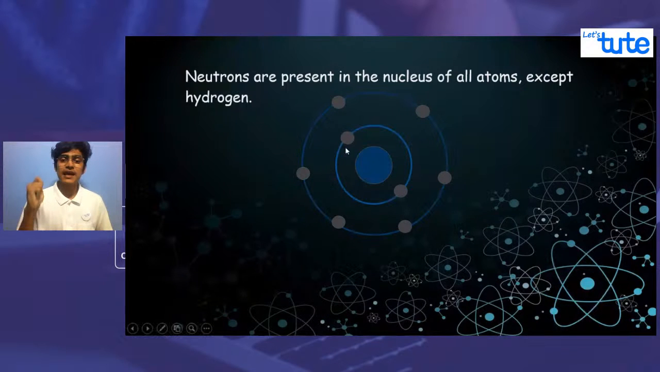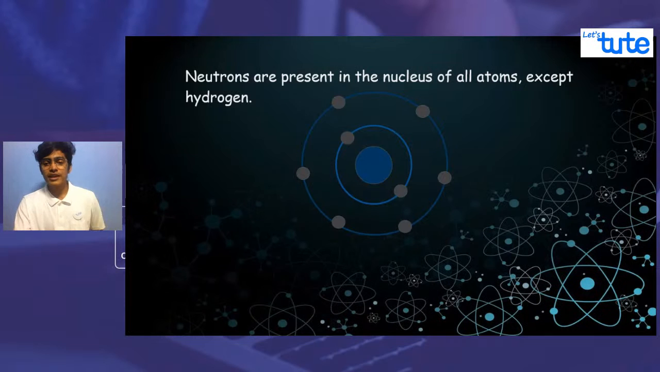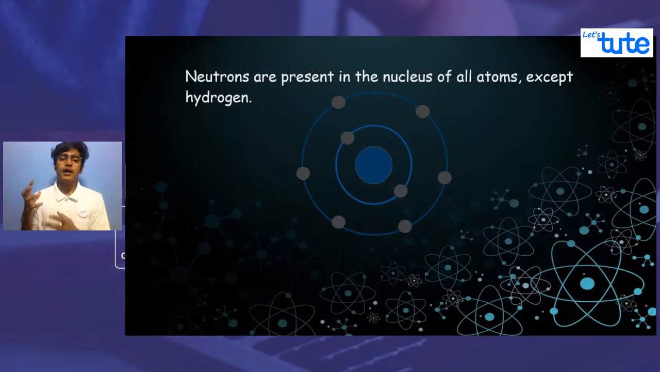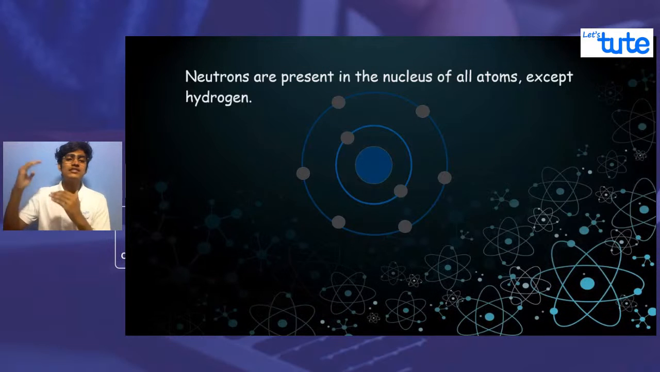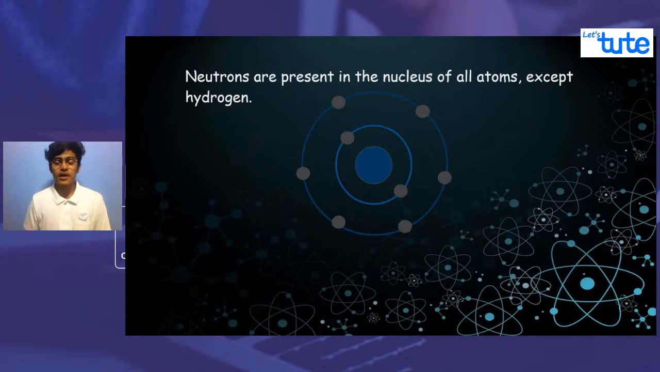And who discovered electronic configuration? Electronic configuration is just a method to understand how the electrons are placed. What is the placing of these electrons inside the shells?